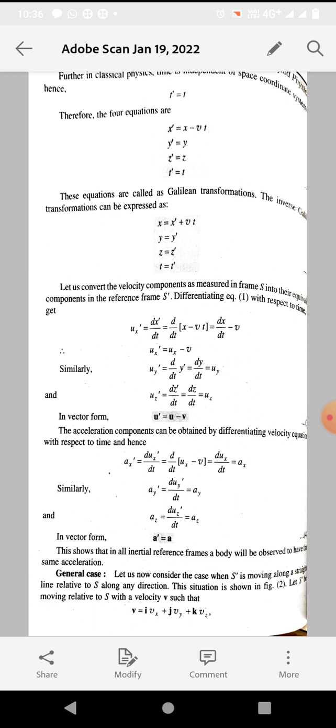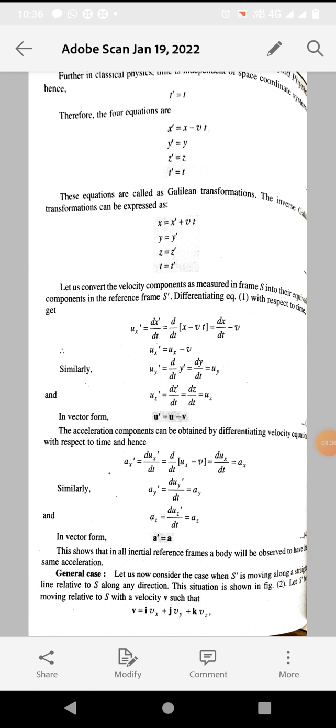But when the event or reference frames travel with high velocities, comparable to the velocity of light, at that time the Galilean transformations are not applicable. So Galilean transformation equations are only applicable at very low velocities of the two reference frames S and S dash. At very high velocities they are not applicable. This is our topic for today.